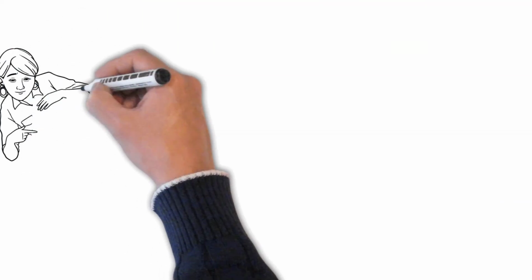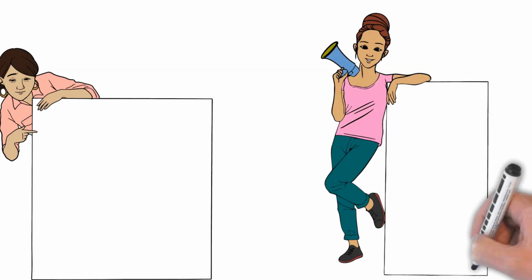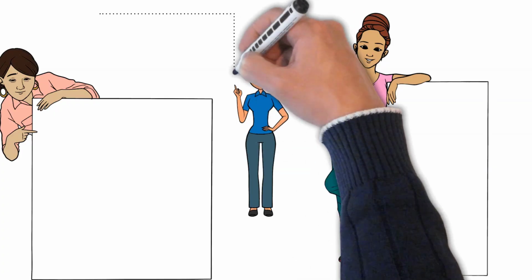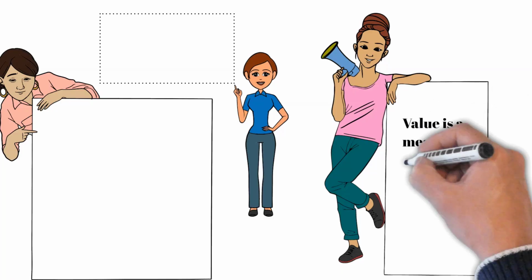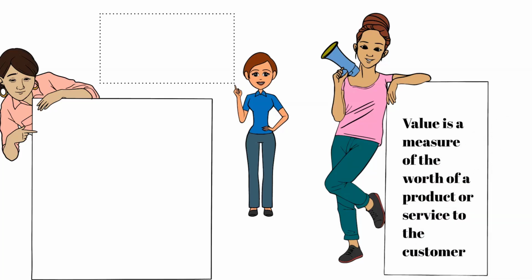But what is value? Let's define the value. Value is a critical concept in Lean Six Sigma. It provides the foundation for continuous improvement and helps to determine which projects, products, services, and customers are worth pursuing. Value is a measure of worth of a product or service to the customer.